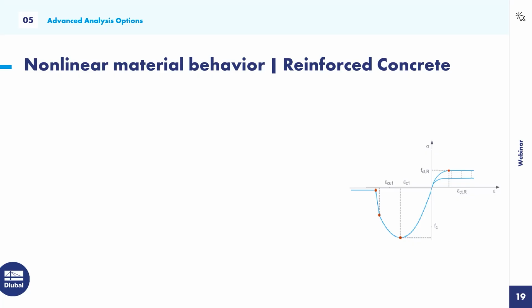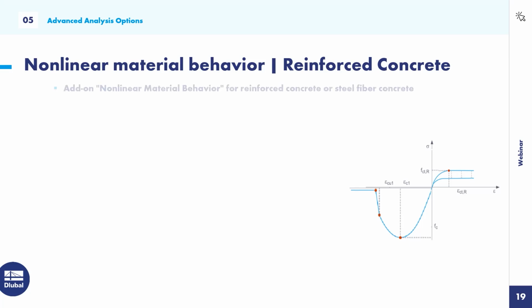The nonlinear material behavior for reinforced concrete. How was it in RFEM 5? In RFEM 5, you had to activate the additional add-on RF-CONCRETE NL. Then you had only the possibility to calculate nonlinear surfaces in the add-on RF-CONCRETE Surfaces, or you could calculate only nonlinear members, columns, in the add-on RF-CONCRETE Members.